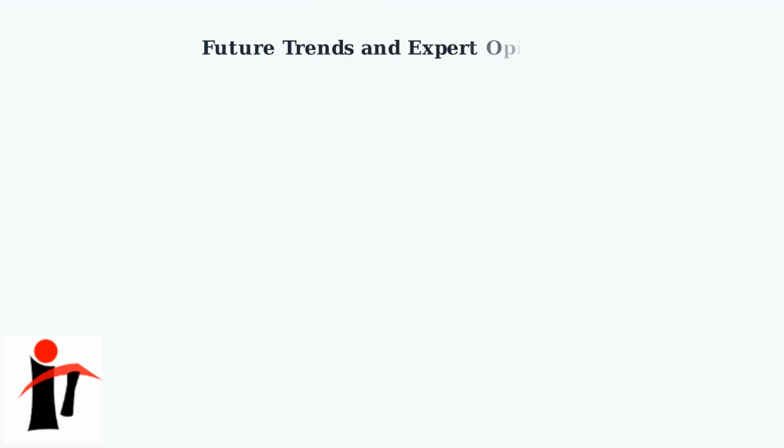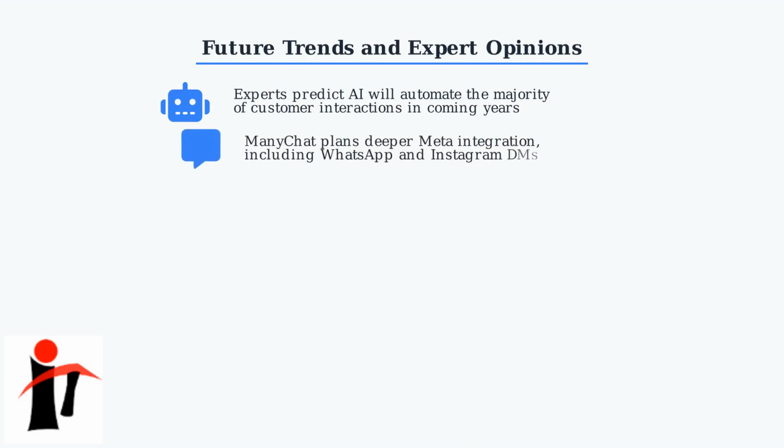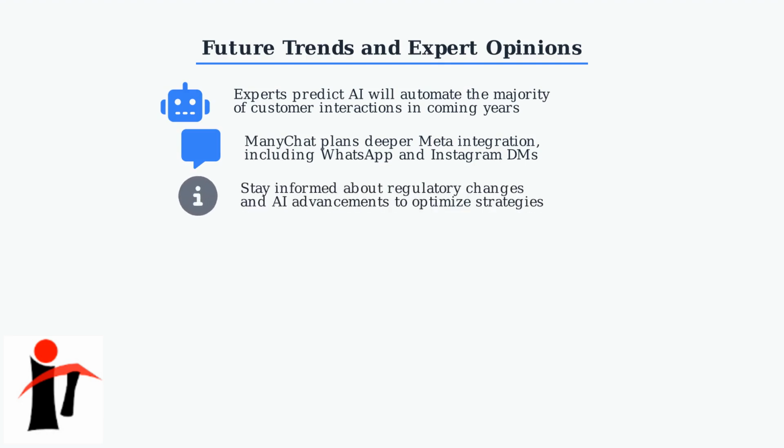Experts predict that AI will automate the majority of customer interactions in the coming years. ManyChat is planning to deepen its integration with Meta's ecosystem, potentially including WhatsApp and Instagram DMs. Stay informed about regulatory changes and advancements in AI to optimize your messenger automation strategy. Keep in mind, human oversight remains crucial to combat AI hallucinations.